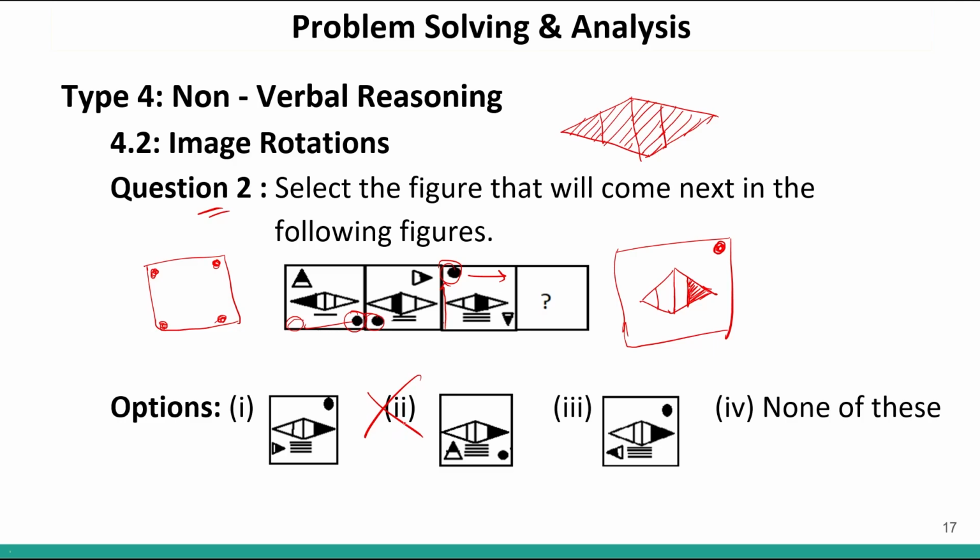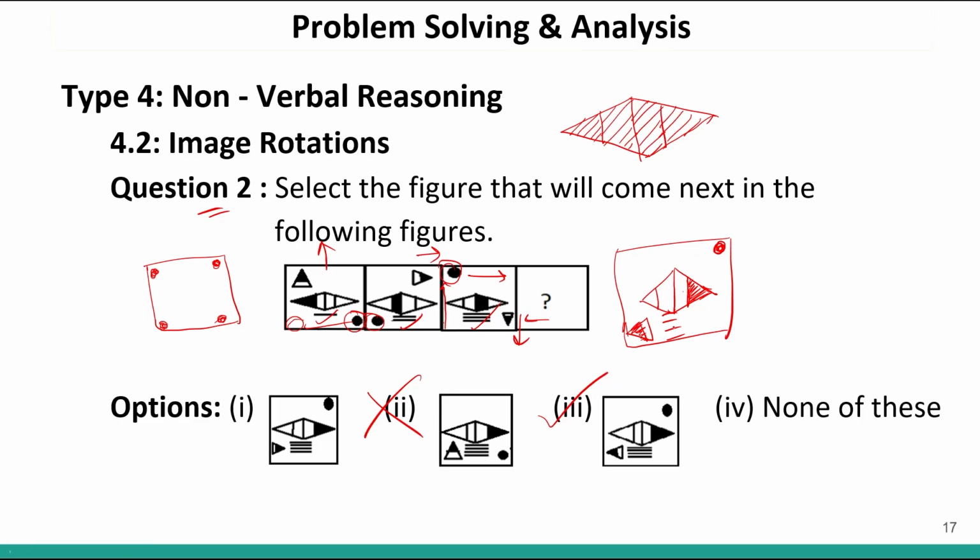Now if you look at the lines, here we had 1 line, 2 lines, 3 lines. So now we'll have 4 lines. Both these options, option number 1 and 3, have 4 lines. So now the position of the triangle. This is facing outwards. This is facing outwards. This is facing outwards. So naturally, the triangle will face outwards over here. If the triangle faces outwards, this part will be shaded. So this is given in option number 3. So option number 3 will be your correct answer.